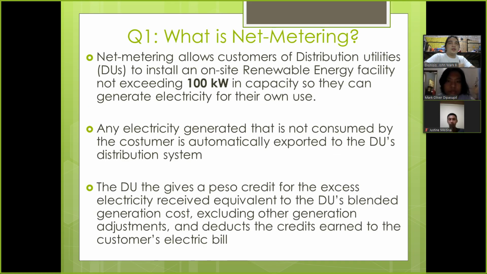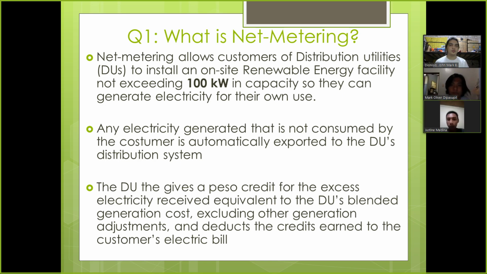So, net metering naman. What is net metering? Net metering allows customer of distribution utilities to install an on-site renewable energy facility not exceeding 100 kilowatts in capacity so they can generate electricity for their own use. So sinasabi dito na pinapayagan daw ng distribution utilities na mag-install yung clients nila ng renewable energy pero hindi mag-exceed ng 100 kilowatts para magamit nila doon para sa makabawas sila doon sa electric bill nila.